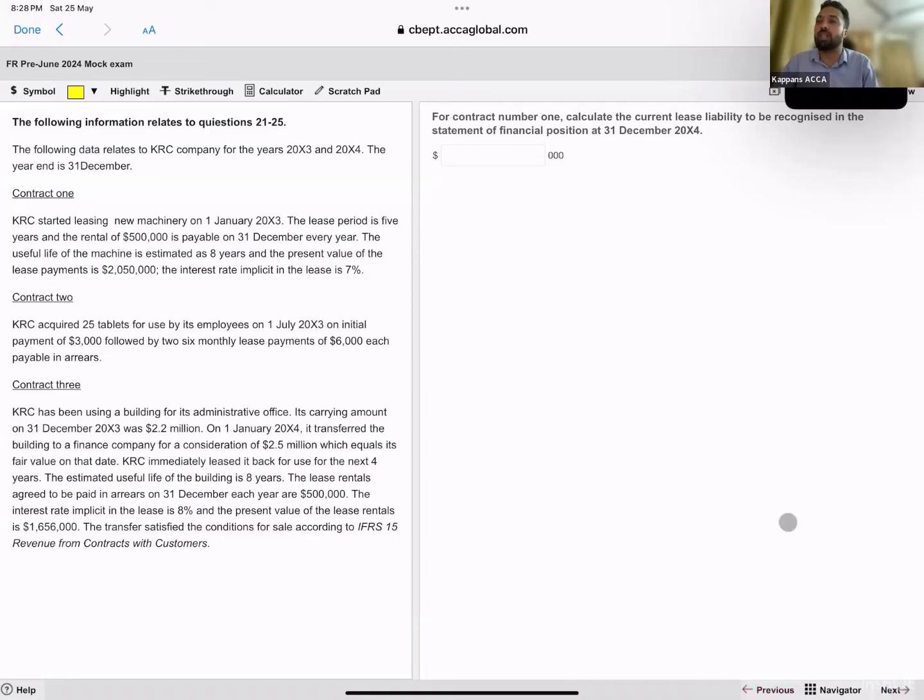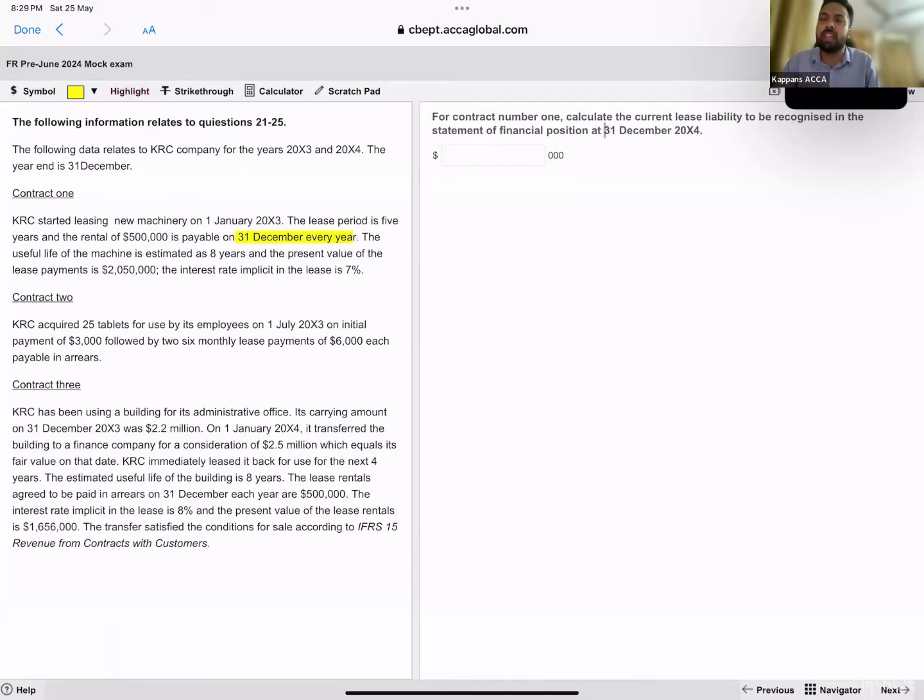The next question, for contract number 1, calculate the current lease liability to be recognized in the statement of financial position at 31st December 20x4. So they're asking for the current lease liability for contract 1. How do you calculate the lease liability? Since the lease payment is in arrear at the end of the year, the current liability will be the difference between current year lease liability and next year lease liability.